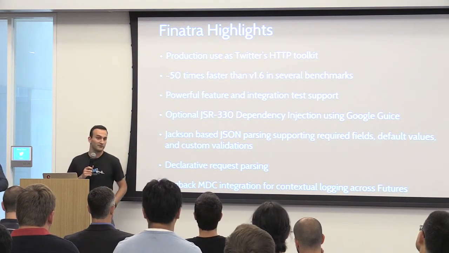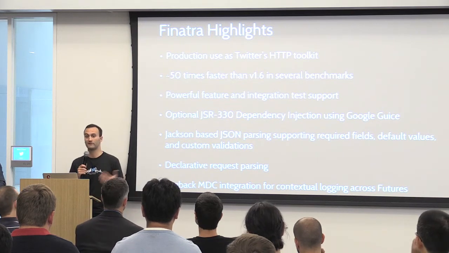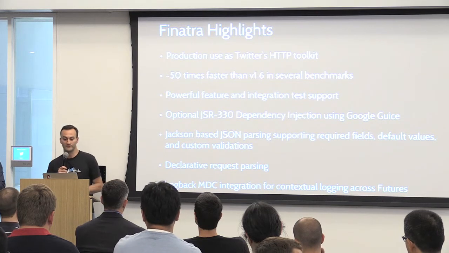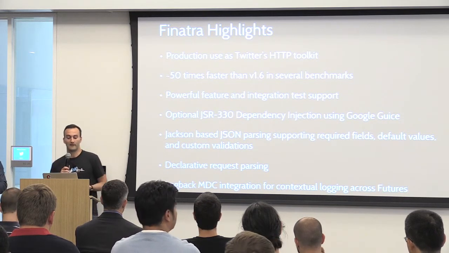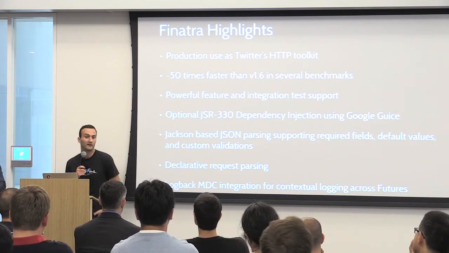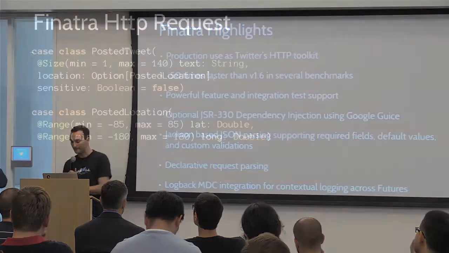You're also able to use that same kind of JSON support for declarative request parsing. So even if it's not JSON, it's a GET request, you still can do the type conversions and validations. And we have some nice integration with Logback if you're using that as your logging provider, which lets you do contextual logging across futures.